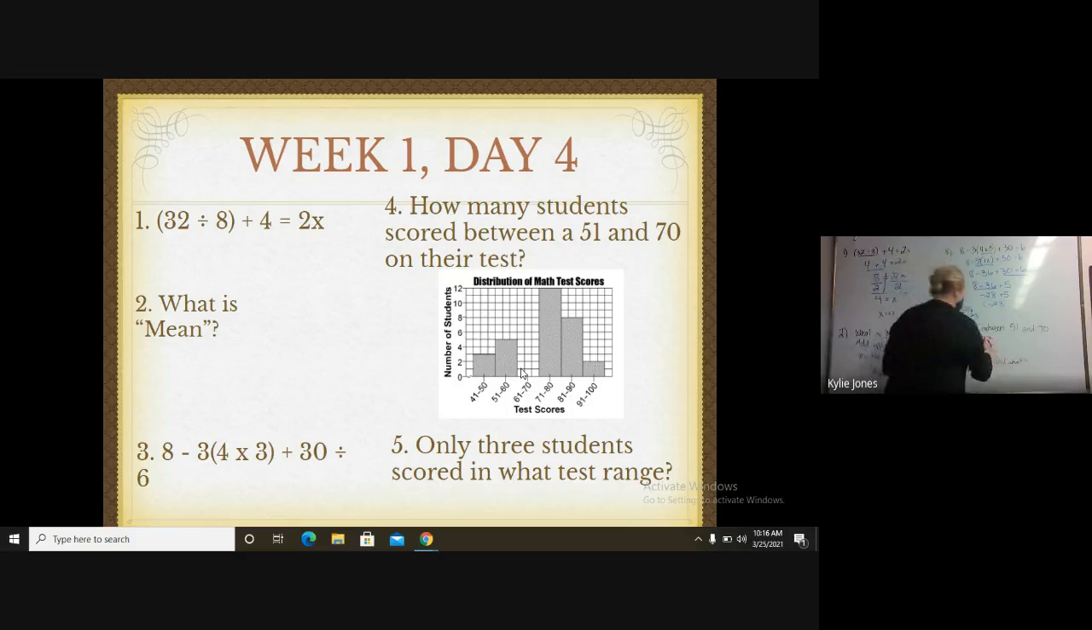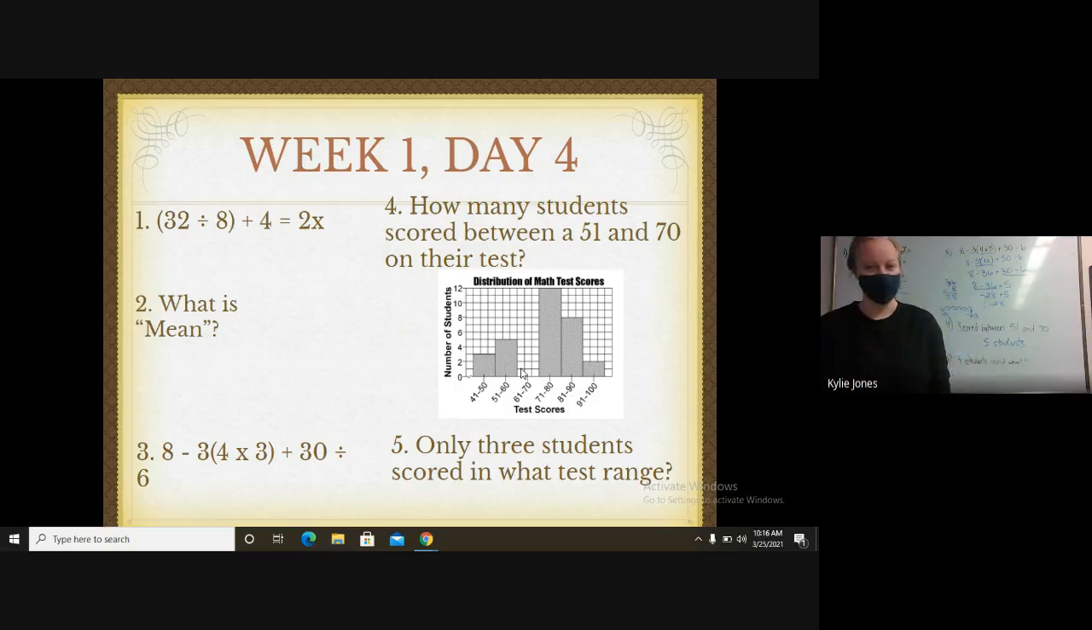I'll write that down really quick. 5 students. That was not great handwriting, but that's okay. And then number 5 says only 3 students scored in what test range? So we need to figure out where 3 students got their score, and that's the test range we're looking for.